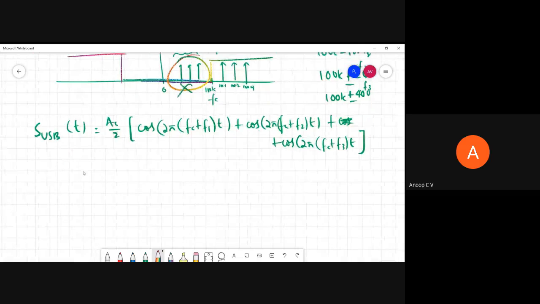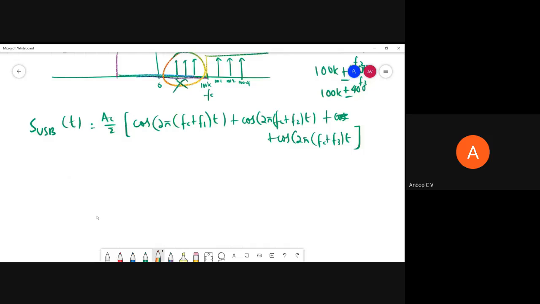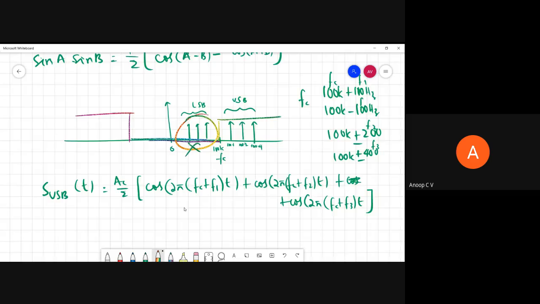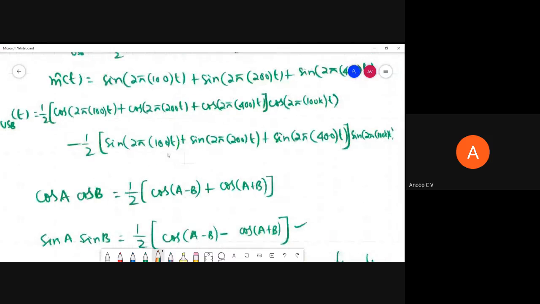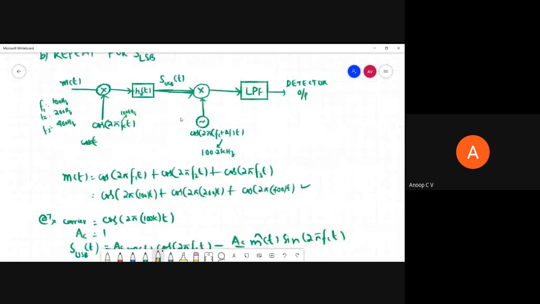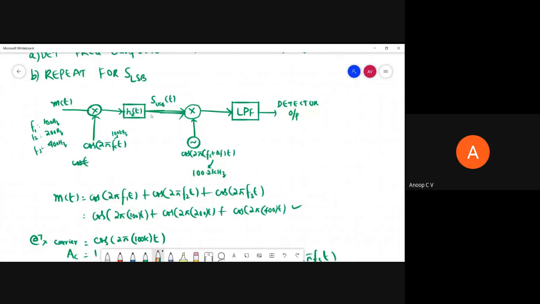So this is the SUSB of t. It is the SSB signal, right? This is SUSB of t. Now what you should do is go again to our system model. Now you are using a coherent detector. So this part is our coherent detector, right?